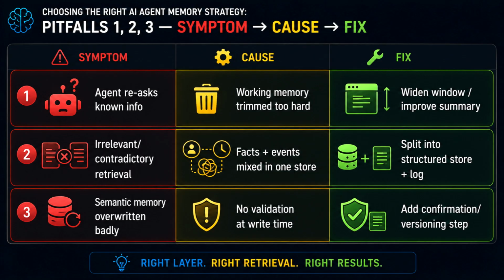Second, retrieval returns irrelevant or flatly contradictory results. The likely cause is stable facts and evolving events mixed together into one undifferentiated store. The fix is splitting them cleanly. A small structured store for facts, a separate growing log for events.